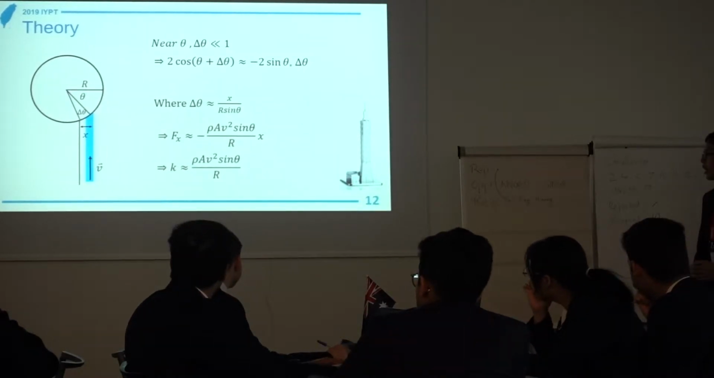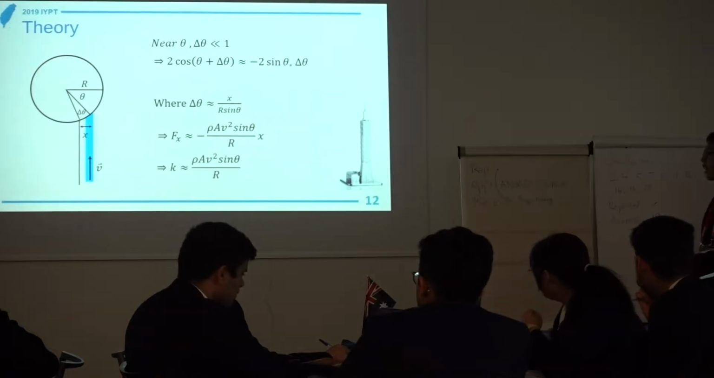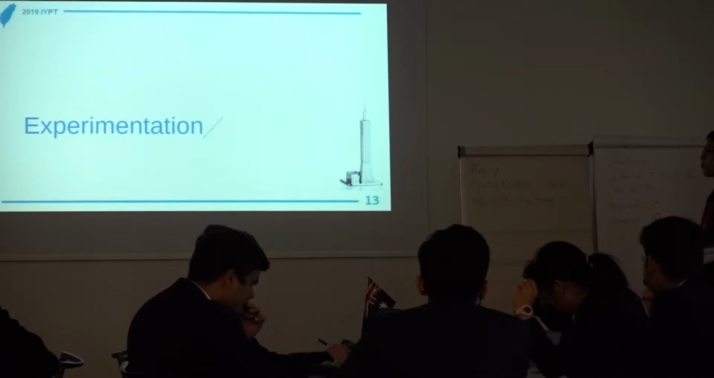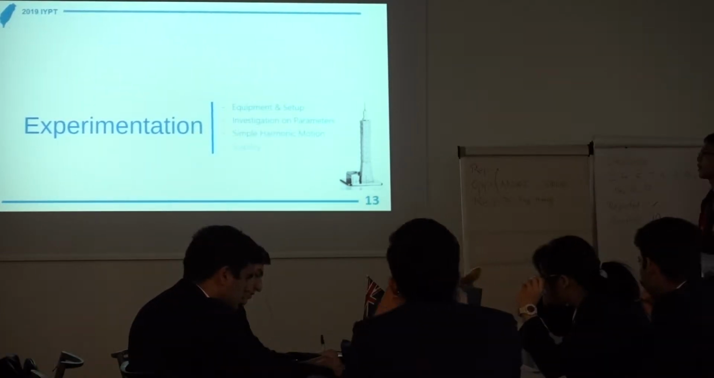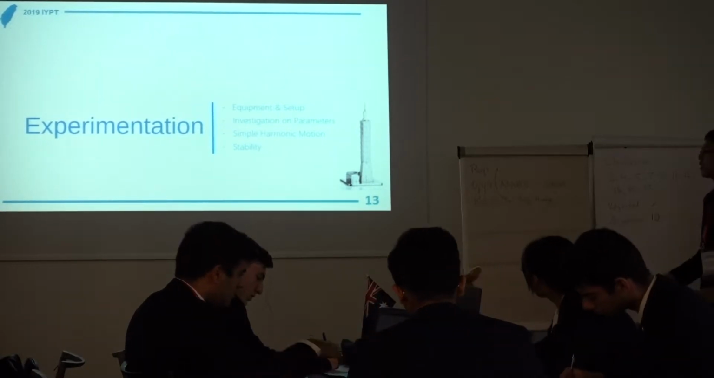So by this, we can get the k constant. The stability will be affected by the area, the initial velocity, the heating angle, and also the radius of the disk. So about the experimentation, we'll first think about the equipment and setup, the investigation of the parameters of the homogeneous motion, and also its stability.